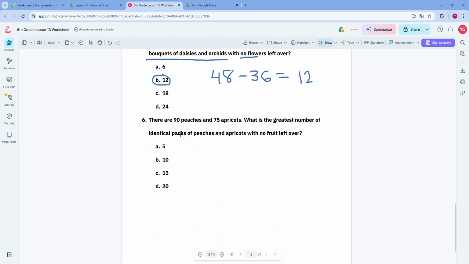There are 90 peaches and 75 apricots. What is the greatest number of identical packs of peaches and apricots with no fruit left over? So once again, just like the last question, we can do 90 minus 75, and that's going to give us 15. So that would be C.